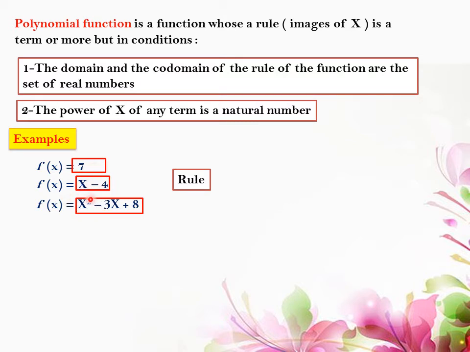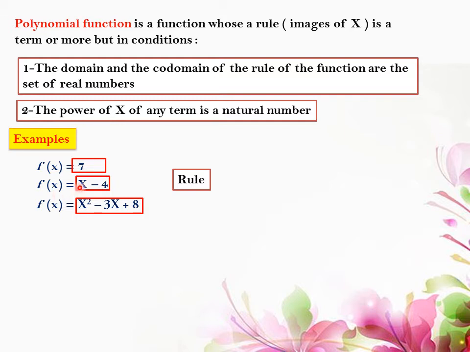Let's see for any example, like the second example here, x minus 4. We can substitute x, or replace x, by any real number, like 1, negative 1, 3, any real number, and the image of x will be, the image is the codomain, will be a real number.